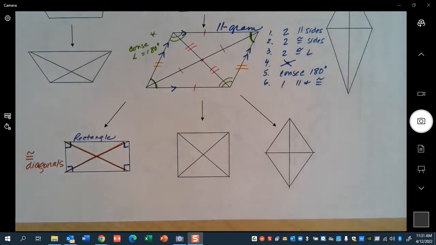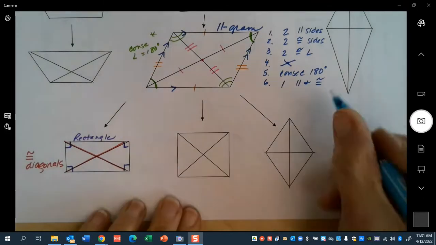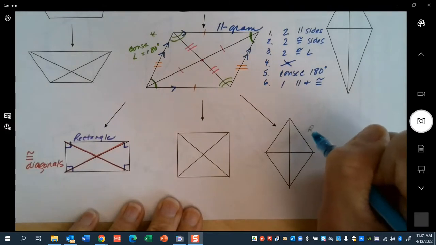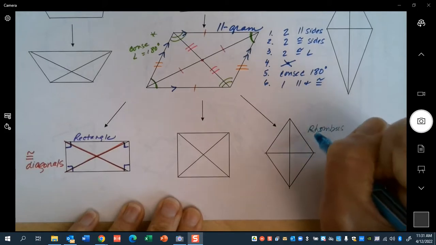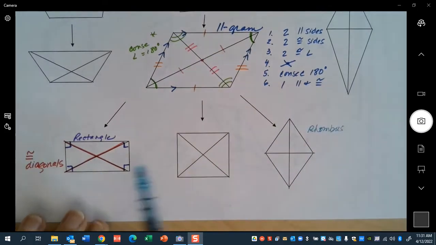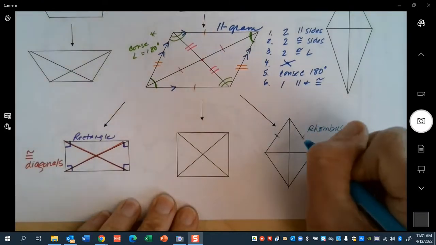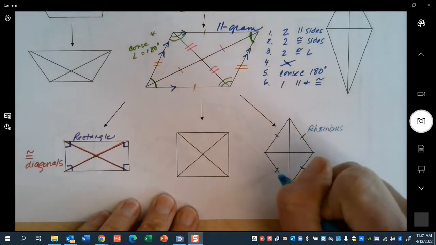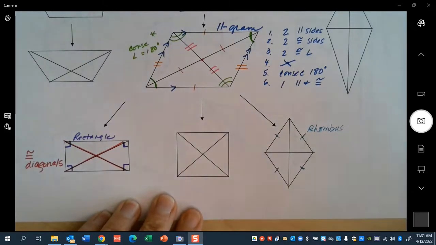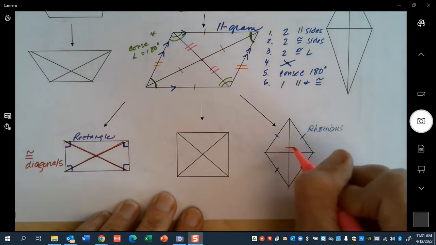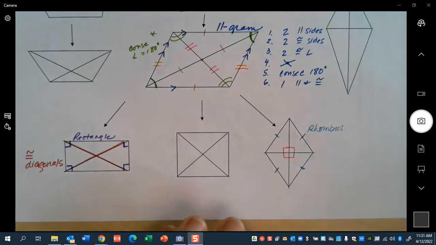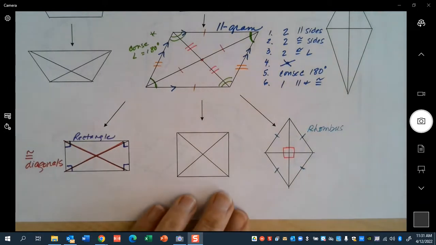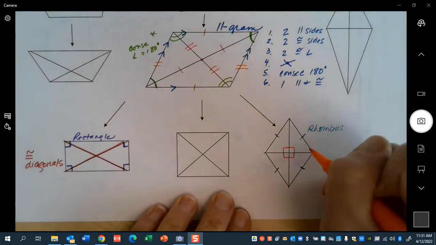All right, with the same thing in mind, I can come on over here and I can talk about my rhombus. When I talk about my rhombus, my blue pen is going to work. When I talk about my rhombus, where the rectangle is equiangular, this shape is equilateral. So I want to make sure that I mark that. I want to make sure that I mark the fact that these diagonals are perpendicular. And then I want to make sure that I mark down the fact that each of these angles is bisected.